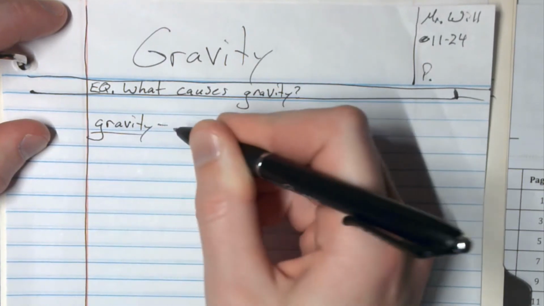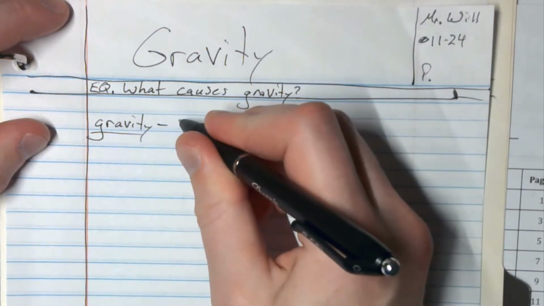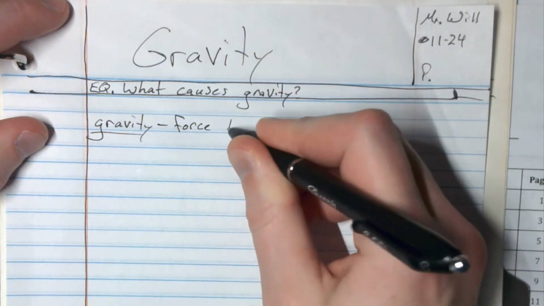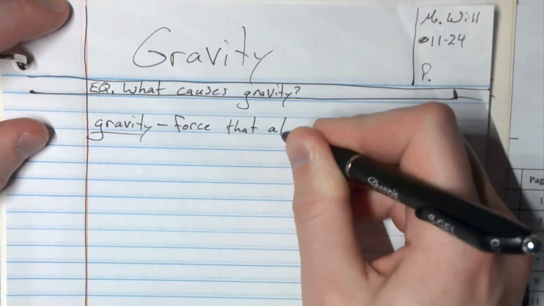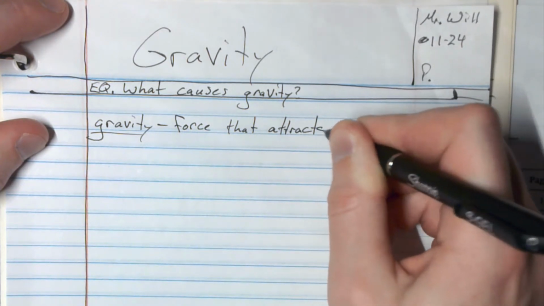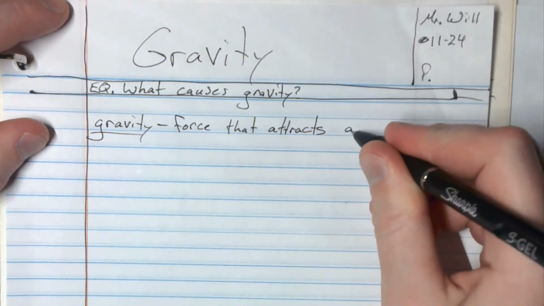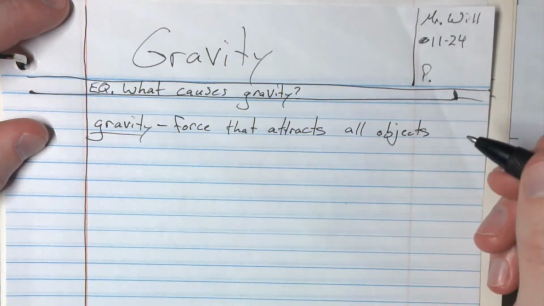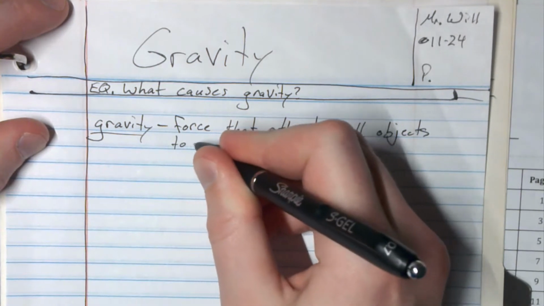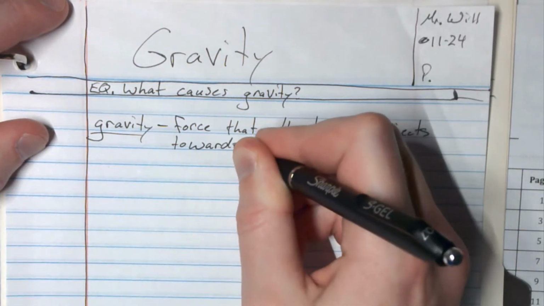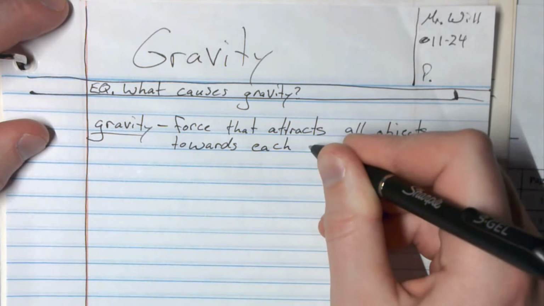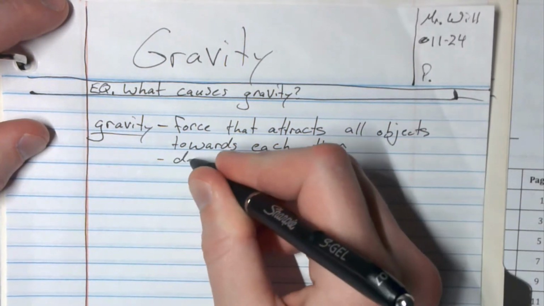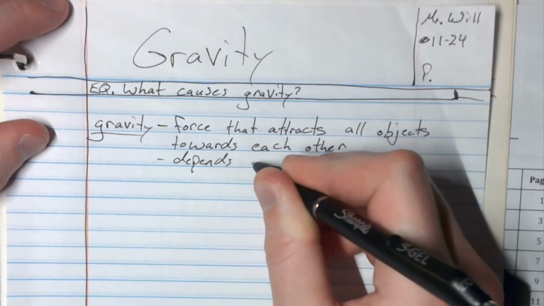So gravity, what is gravity? So gravity is a force. So it's a force of attraction. So a force that attracts all objects towards each other. And it depends on mass.